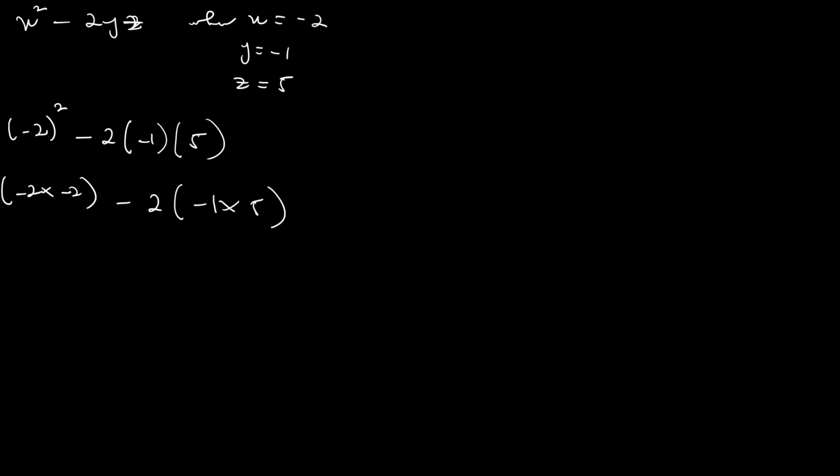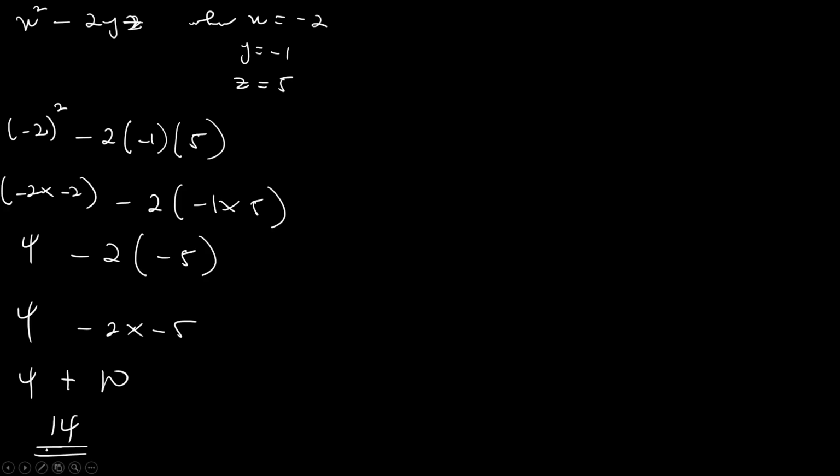Minus 2 times minus 2 gives us positive 4. Minus 2 times minus 1 times 5 gives what? Minus 10... here we have 4, then minus 2 times minus 5. So this gives 4 plus positive 10. So our answer now becomes 14. So we've been able to evaluate this expression.